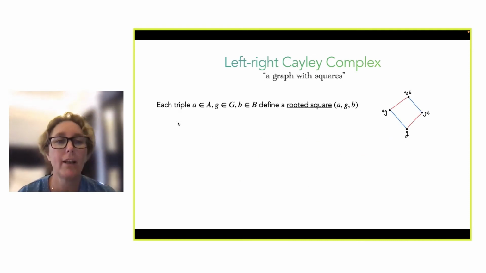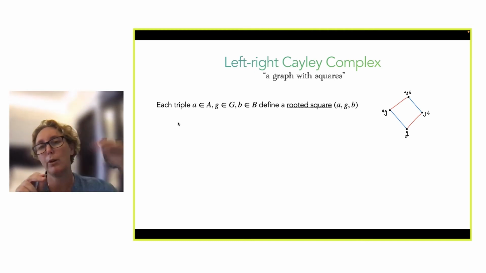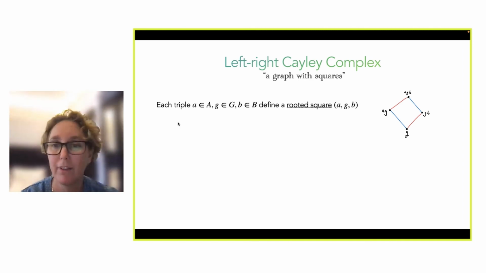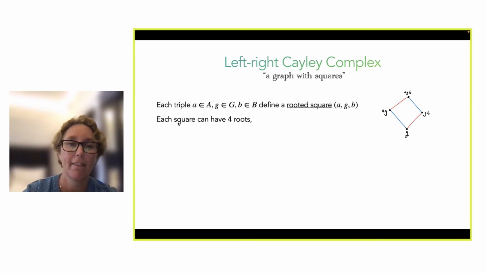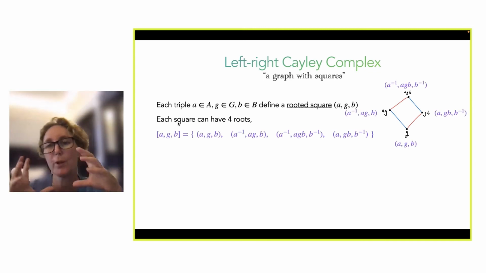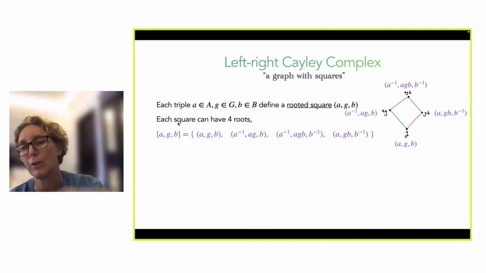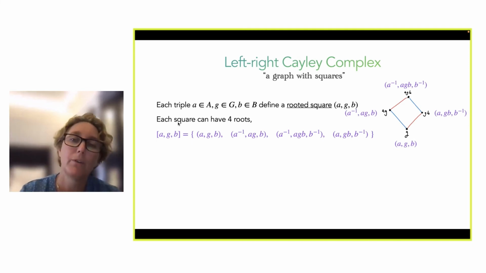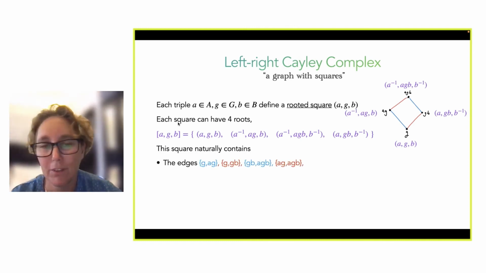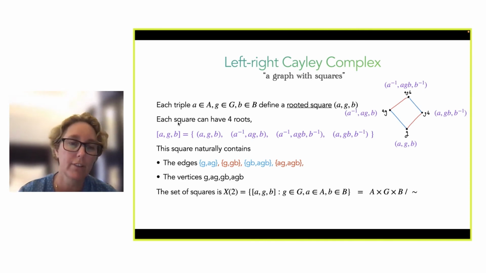For every triple A, G, and B, we have a rooted square that goes from G to AG and then to AGB, and also from G to GB and then to AGB. So we close a square. And every square can have 4 different roots, and we identify them all to have squares that have no roots. These 4 different ways to view this square, we identify as one single square. And then this square contains the edges, as you can see in the picture, and the vertices.